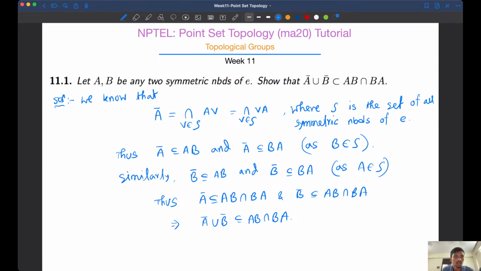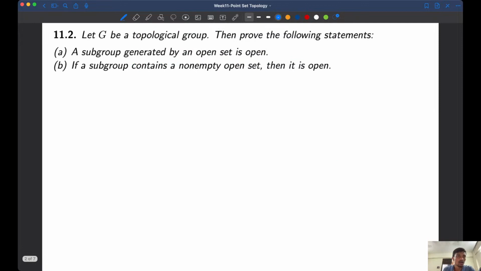So let's go to the next one. Suppose G is a topological group, and we need to prove the following two things. First, a subgroup generated by an open set is always open, and second, if a subgroup contains a non-empty open set, then the subgroup itself is open. Okay, so the solution.